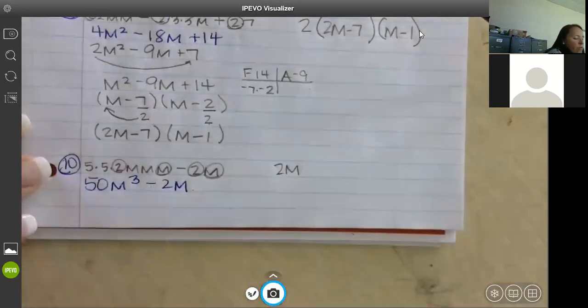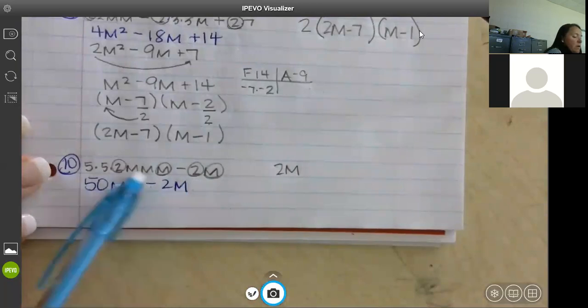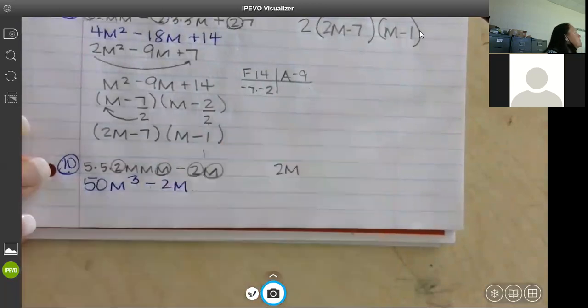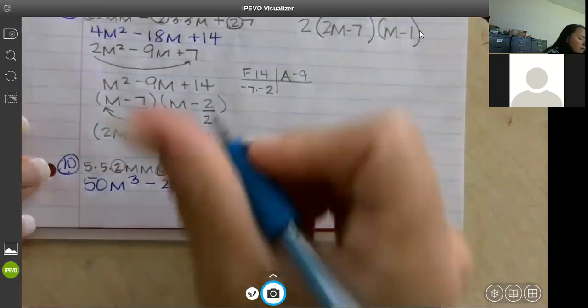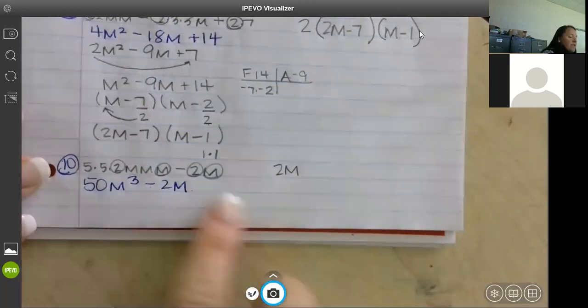What do we always have left when we circle everything? What do we always write down? 1. How many ones can I write down? As many as I want, right? Because 1 times 1 is still 1, times 1 is still 1, it doesn't matter. So I can make this pairs and shares. So that's why I wanted to show you this one, is because I didn't want you to freak out when you didn't have anything left there.